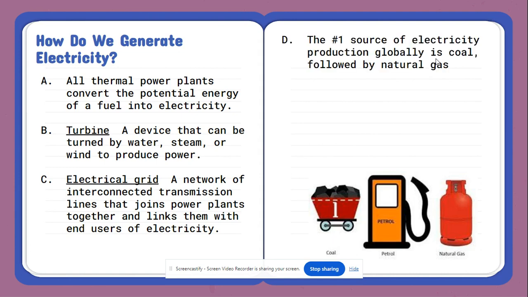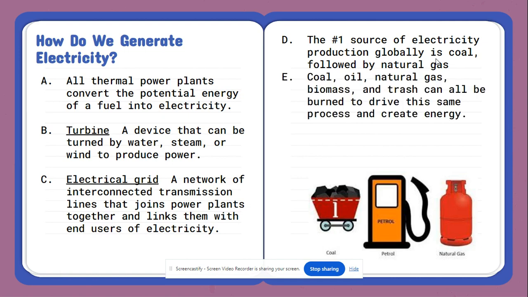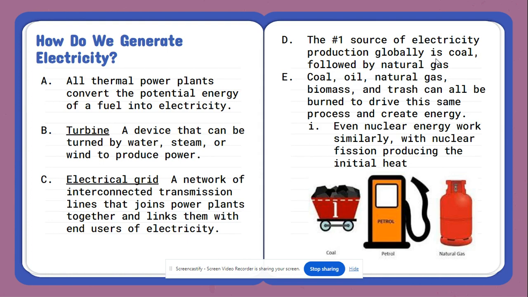When we look at the number one source of electricity globally, we tend to see coal being the first option, followed by natural gas. Coal, oil, natural gas, biomass, and even trash can all be burned to drive energy in this same process. And even nuclear energy, which we mentioned is also a non-renewable resource, creates or transfers energy in the same way as our fossil fuels do too.